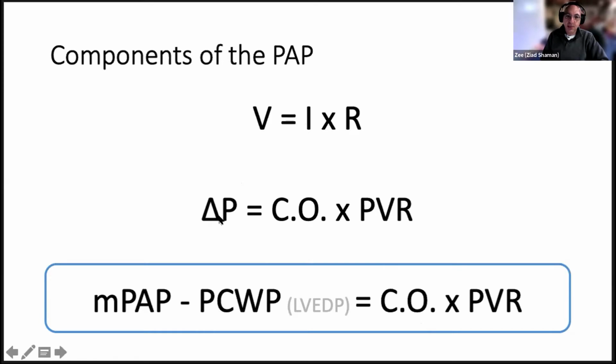The delta P is the drop in pressure between the mean pulmonary artery pressure to the capillary wedge pressure, which is a surrogate of the LVEDP, left ventricular end-diastolic pressure. And this equals cardiac output times pulmonary vascular resistance. If you exercise, you will actually reduce your pulmonary vascular resistance a good amount because you do have areas of pulmonary vasoconstriction, because you don't use all of your pulmonary circulation all the time. And when you exercise, you open up these areas and you recruit these vessels to participate in the blood flow.